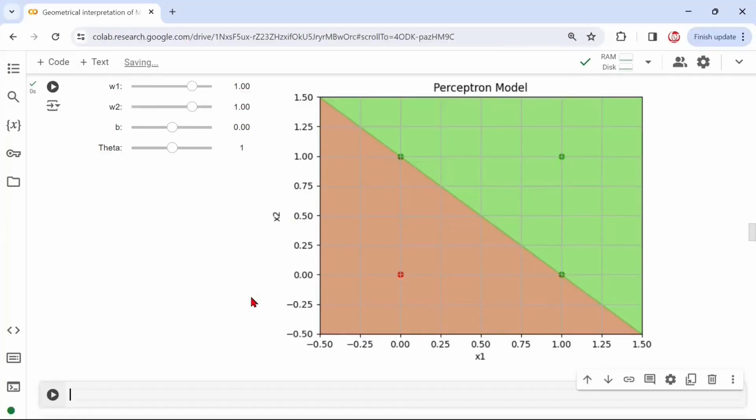To begin with, let's assume that even now with this perceptron model, we are only considering the inputs which are like 0, 0, 0, 1, 1, 0, and 1, 1. How would this line be affected as a result of the fact that we have now introduced some weights and biases, right? So we can adjust these weights. For example, let's say I try to alter the value of W1. Do you see the line changes its slope a little bit?